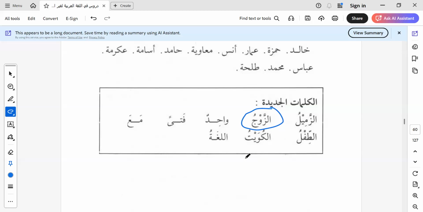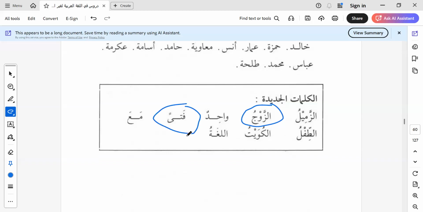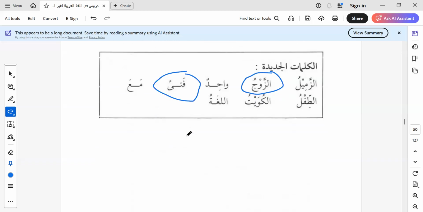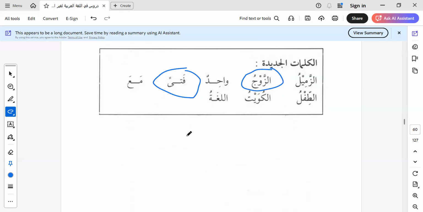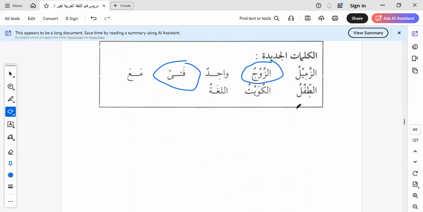Zawj, husband; zawjatun, wife. Okay, so that's it. Any other word that we don't understand? Fatan, a young boy, a teenager. Al-tifl, tiflu is a son, a baby.